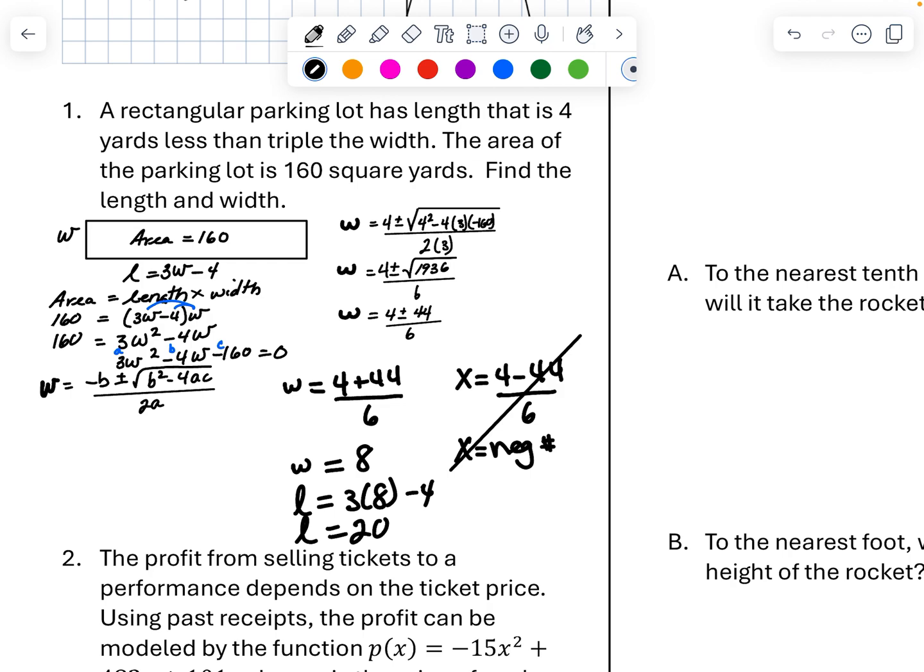So in Canvas, you are going to write 8 capital X 20. If you switch it around, that's fine also. All right, my friends, so that's how you do that problem. This is the answer, 8 by 20 yards.